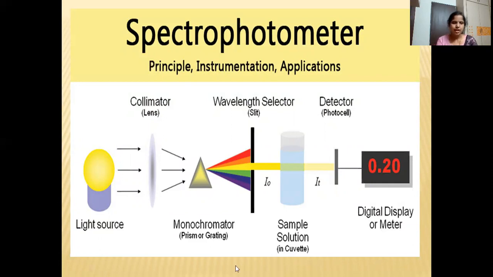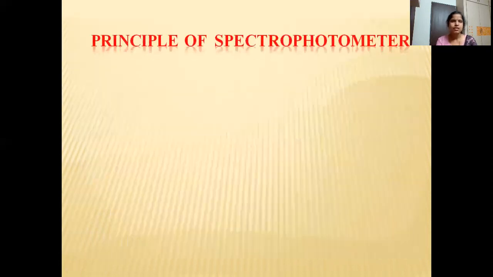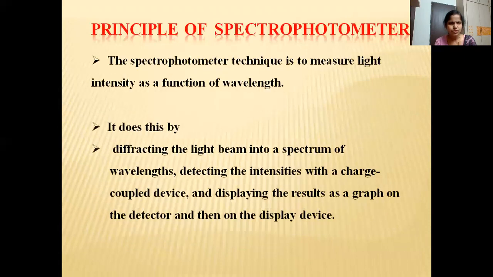These are the various parts in a spectrophotometer, the same as those of a colorimeter, but the light sources that we use here will be different. First we'll see what a spectrophotometer is. It is a technique used to measure light intensity as a function of wavelength. This is done by diffracting the light beam into a spectrum of wavelengths, detecting the intensities with a charge coupled device, and displaying the results as a graph on the display device. With this process we can find the absorbance or the transmittance.